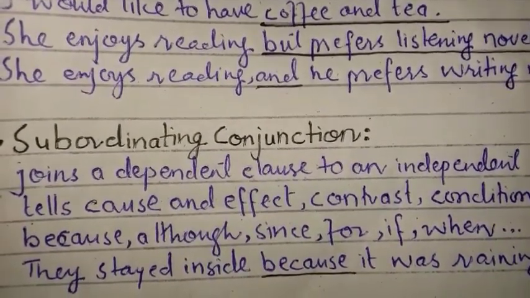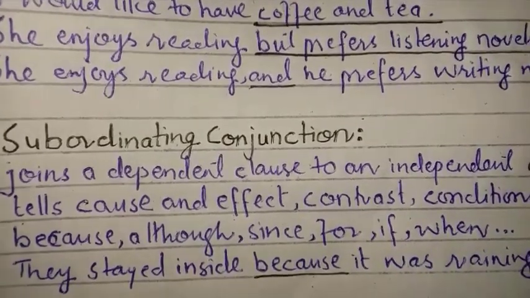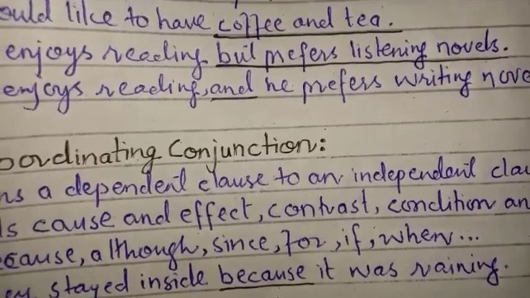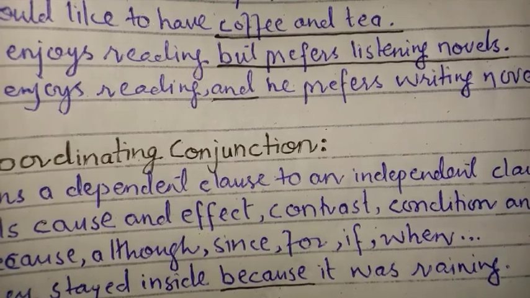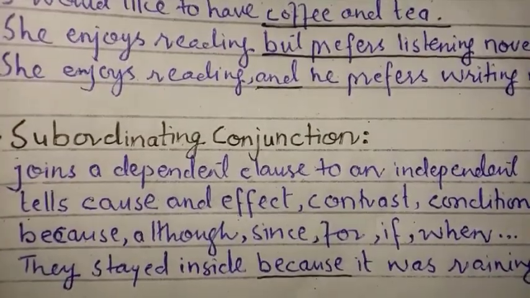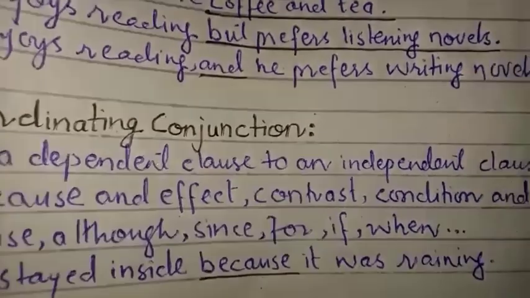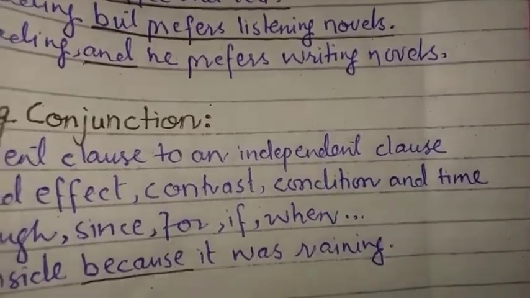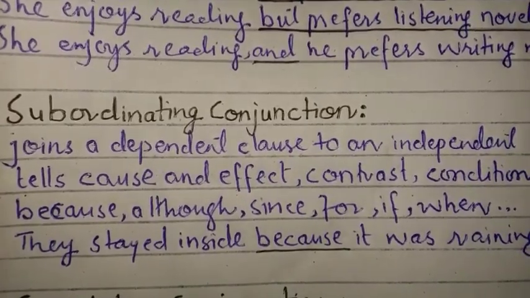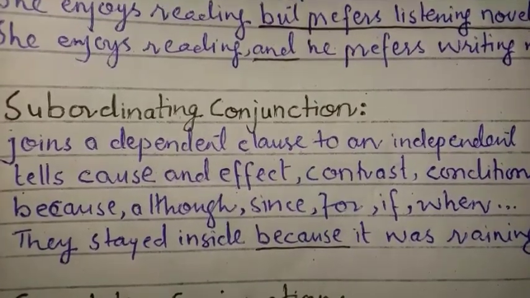Then there is our subordinate conjunction. Subordinate conjunction joins a dependent clause to an independent clause. In this, we have a single dependent clause and a single independent clause. It tells us cause and effect, contrast, condition, and time. The examples given are because, although, since, for, if, when.